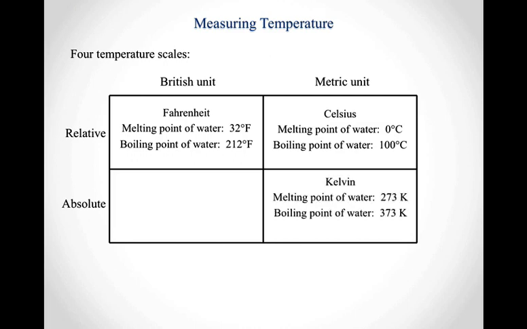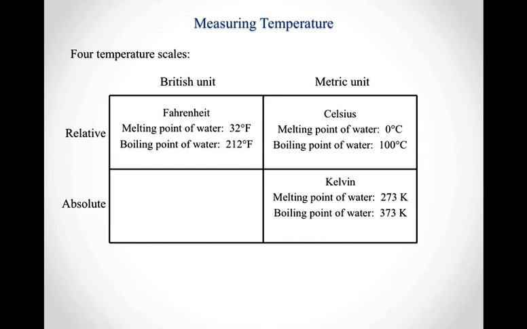Now, the other metric unit scale that we will use a lot, particularly when we're thinking about entropy within the class, is the Kelvin scale. And so the Kelvin scale is an absolute scale. 0 Kelvin is absolute zero. And so that means that to go from 0 Kelvin all the way up to the melting point of water is actually 273 Kelvin. It's 273.15 if you want to be more precise. 273 Kelvin is probably going to be good enough for any calculations that we're going to do within the course.